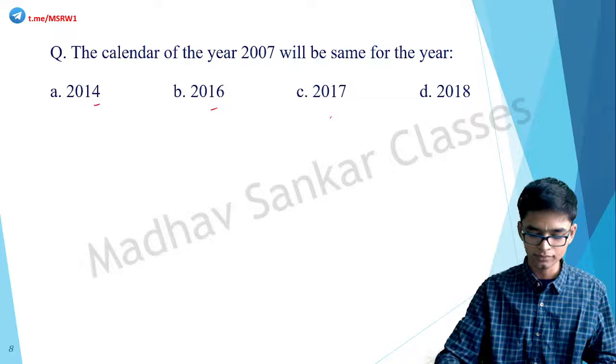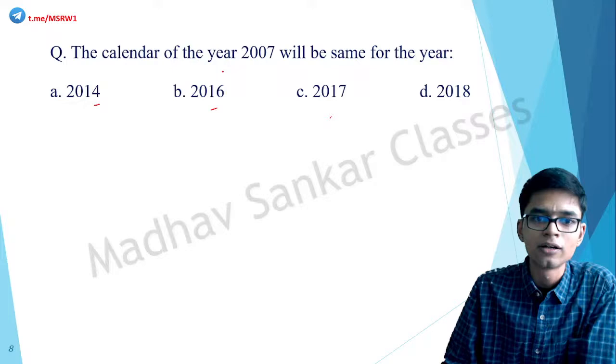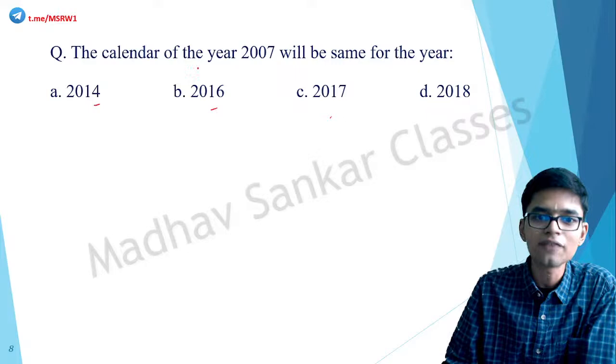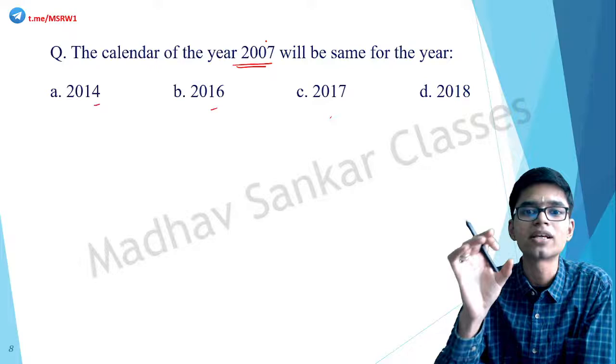In order to find out which two calendars are the same, all we have to do is count the odd days. Start from 2007 and count the number of odd days. Whenever the number of odd days becomes zero, then that calendar and this calendar will be the same.